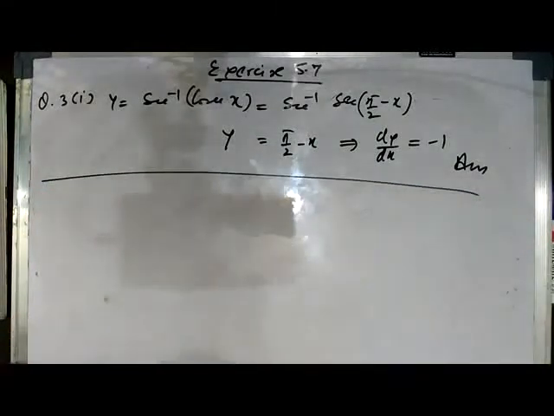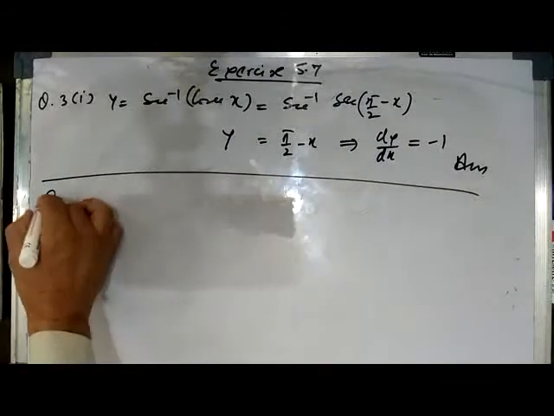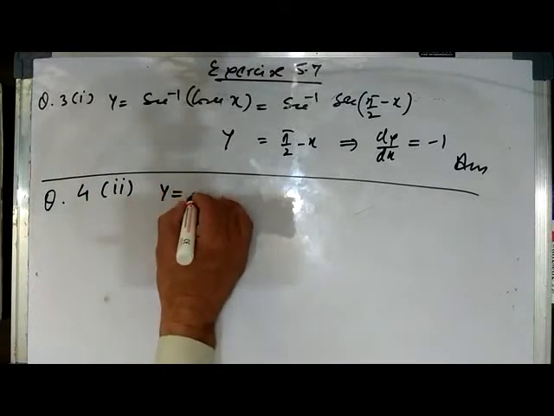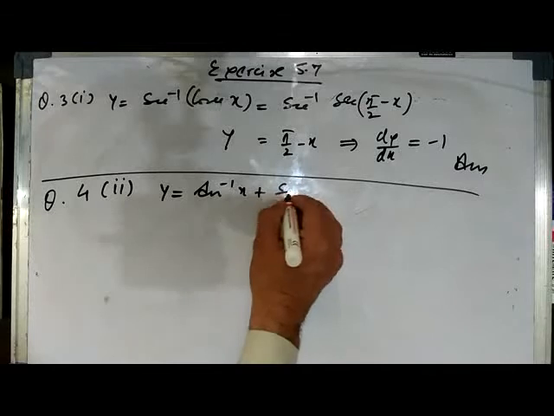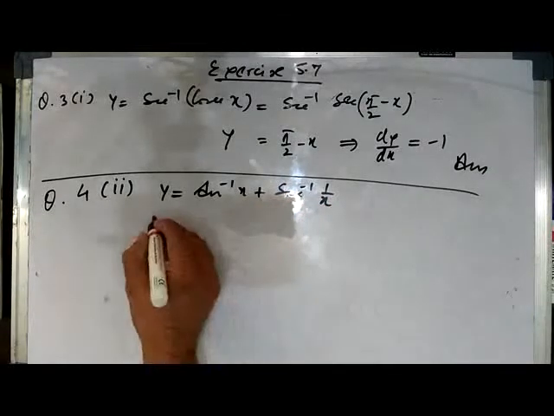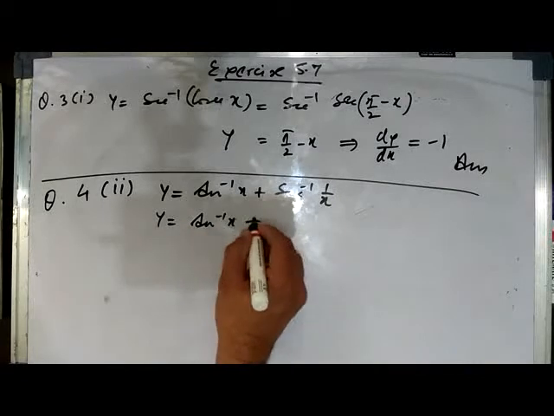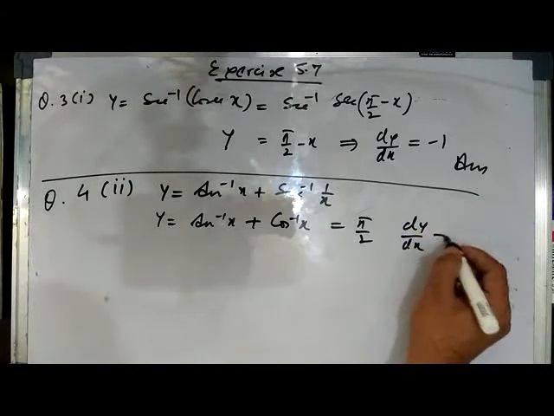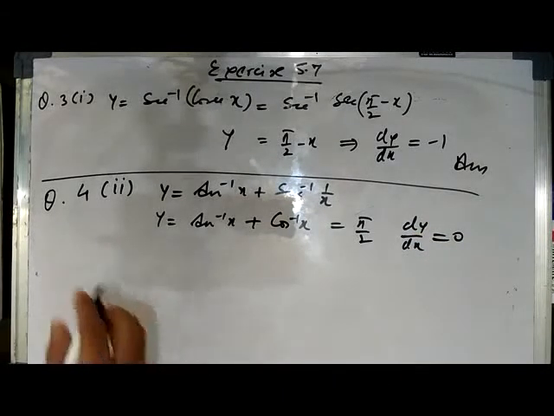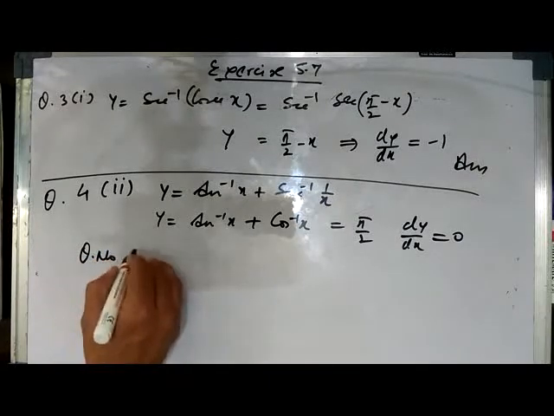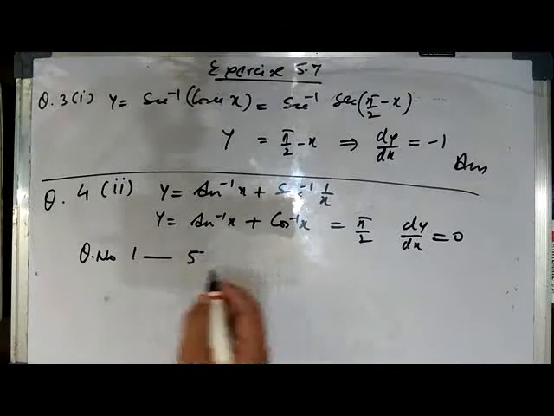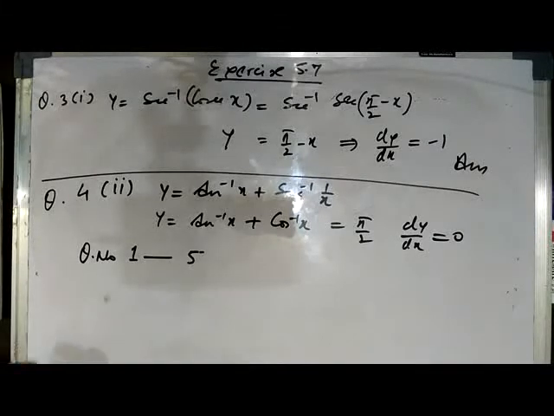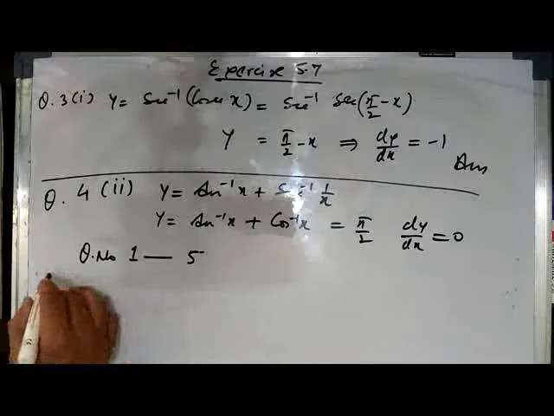So further, next question number 4th, second part, where it is given y equals sine inverse x plus sec inverse 1 upon x. So you may write this as sine inverse x plus cos inverse x, which is pi by 2, whose differential is nothing but 0. So question number 1 to question number 5 are usual questions to memorize the formulas. Now after this we will be starting from question number 6.